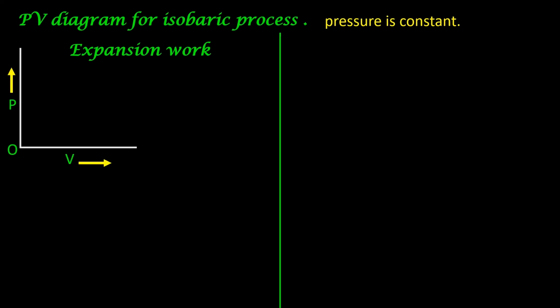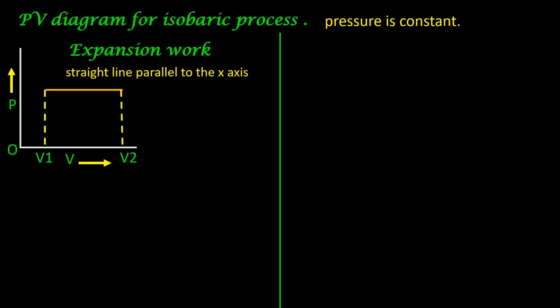So this is the graphical representation. In the X-axis, change in volume is taken. In the Y-axis, change in pressure is taken. O is the origin. Pressure is constant during the process and volume alone changes. The shape of the graph is a straight line parallel to the x-axis. V1 and V2 are the initial and final volumes respectively. You can understand V2 is greater than V1. So, change in volume will be V2 minus V1 equal to delta V, and it will be a positive value.